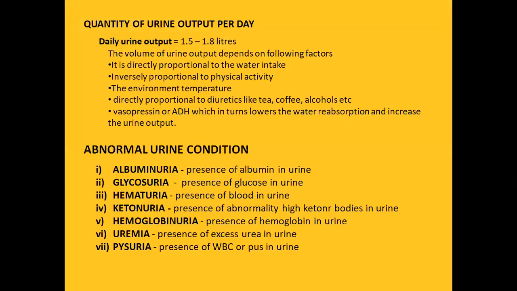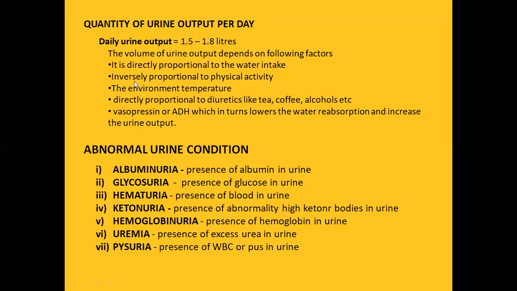So, quantity of urine output per day. Our urine output is between 1.5 to 1.8 liters, but the volume of urine output is directly proportional to water intake. It means if we drink a lot of water, suppose you are drinking 2 liters, then obviously your urine output will be 1.8 liters, right?